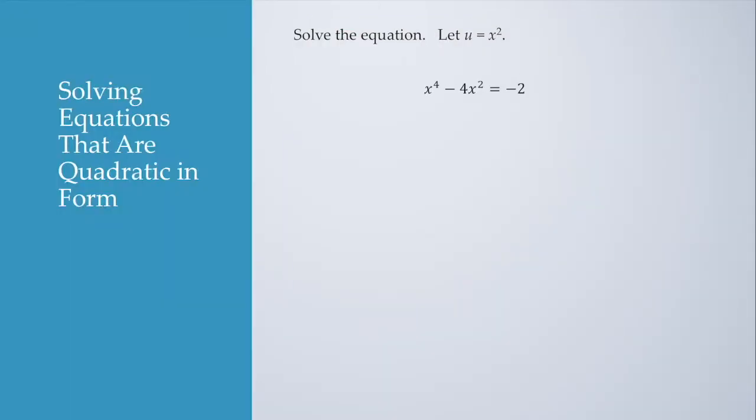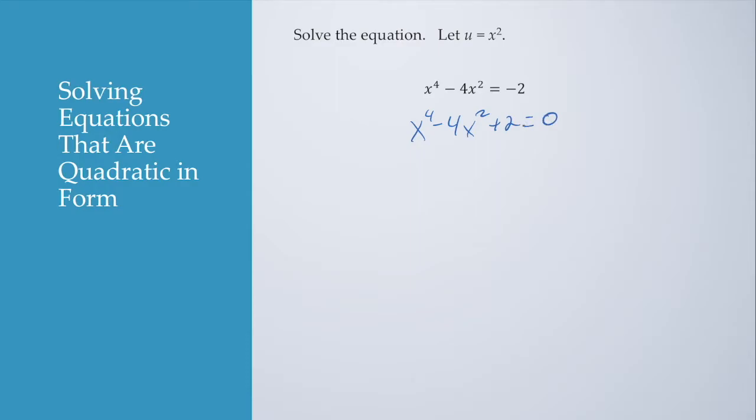So I have this problem, repeated twice, so I skipped it once. I have x to the 4th minus 4x squared equals negative 2. The first thing I need to do is get this into a standard quadratic form. So I'm going to move that 2 over to the other side, and I'm going to have x to the 4th minus 4x squared plus 2 equals 0.